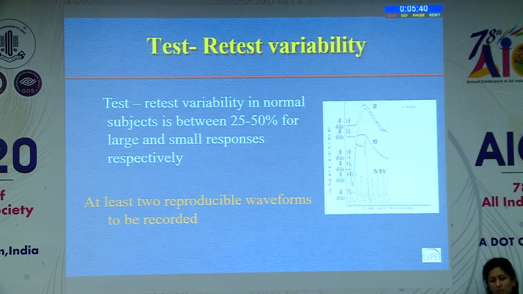There is a lot of retest variability. Sandeep also talked about this. So to test once and then when we test again the same patient at the same time, even up to 25 to 50% variability can occur just because of retest variability. So ISCEV requires us to have at least 2 reproducible waveforms, but it's not necessary that the next time you check this patient you will get very close.